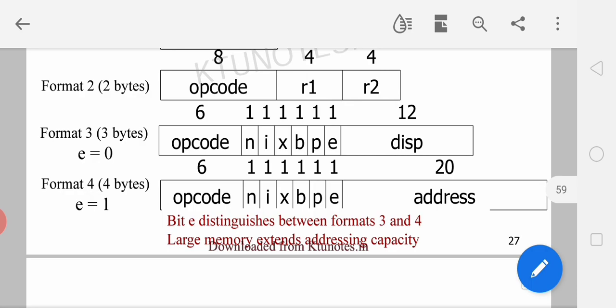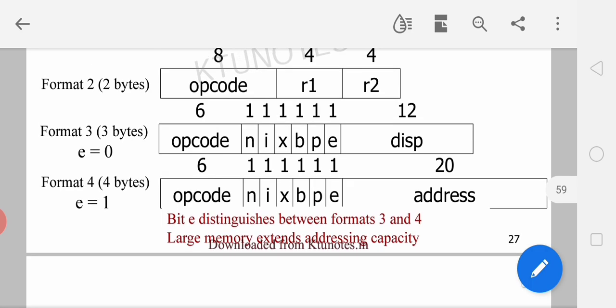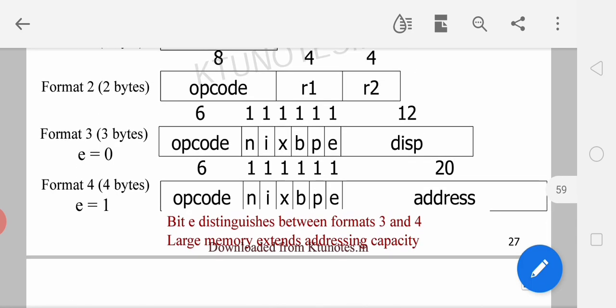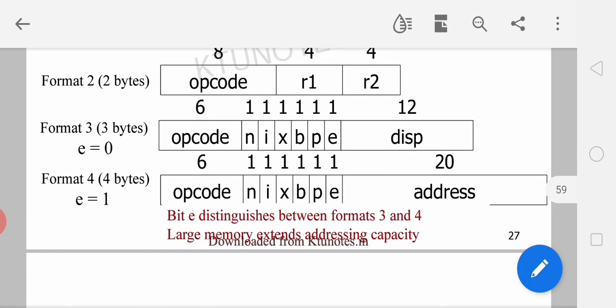And then we have displacement, or DISP, at the rightmost end of the format 3 format. Okay, then what are these N, I, X used for? We already discussed. N stands for indirect addressing. Indirect addressing means we will not be able to get the exact value or the exact location of the value which is stored in the memory. We have to go through some indirect access in order to get that particular value.